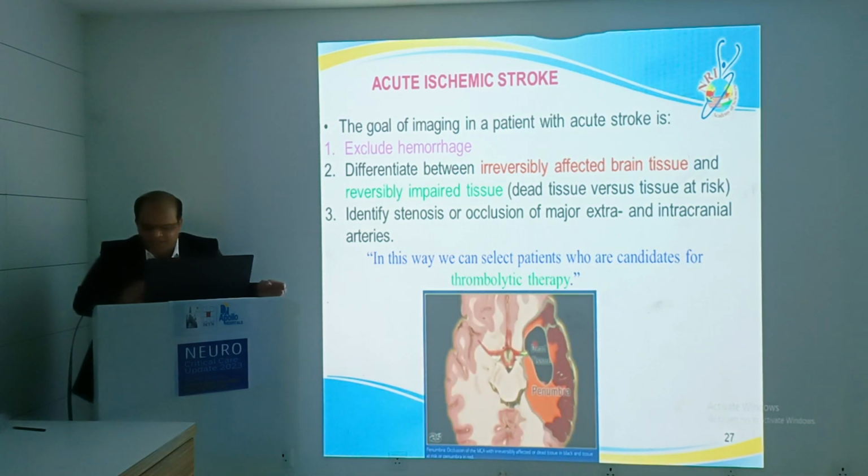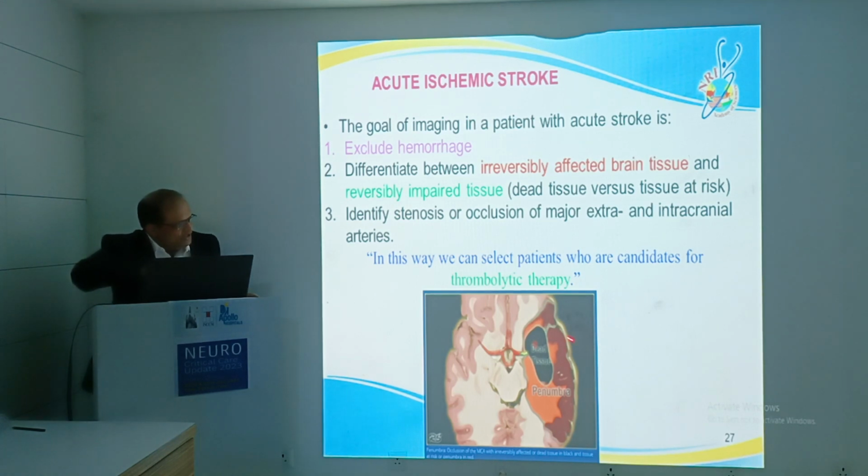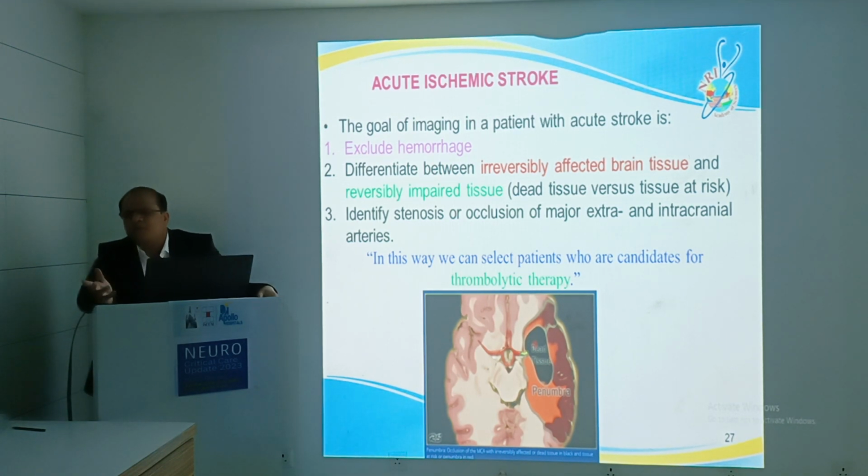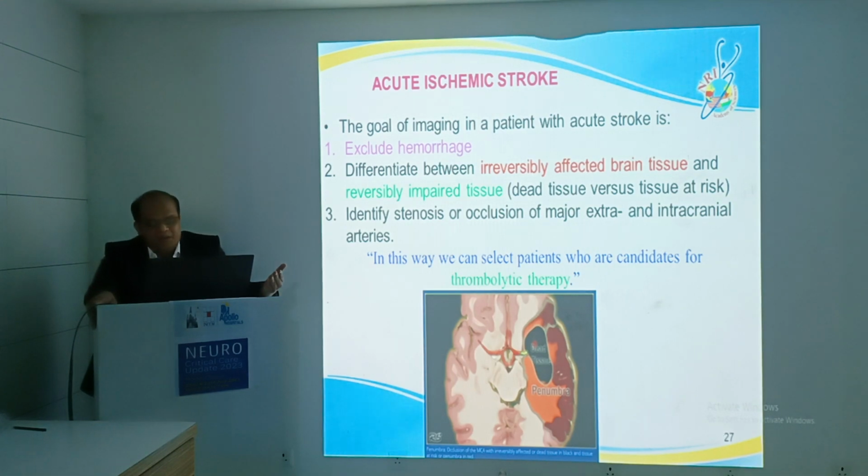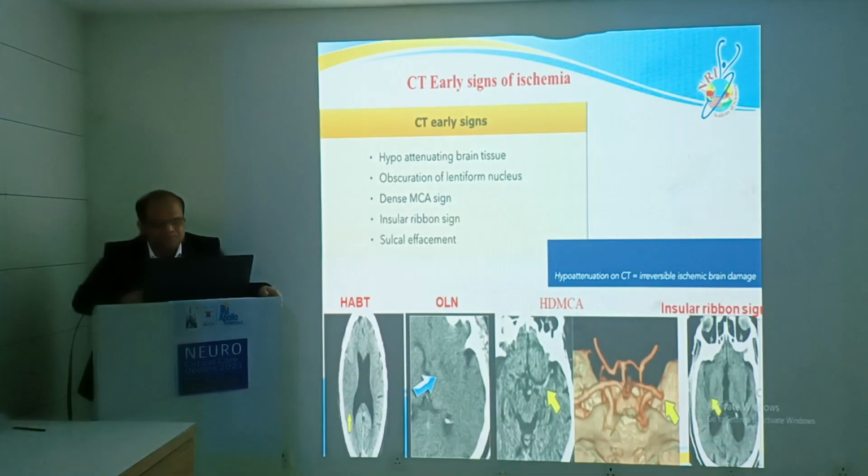This image shows a left MCA infarct, where we have the dead tissue in between, which is irreversible, and the surrounding tissue is the penumbra. This is the reversible damaged tissue. If you go ahead with early resuscitation, and depending upon the time window period, thrombolysis or thrombectomy, the patient may improve, and the perfusion may improve in that penumbra region.